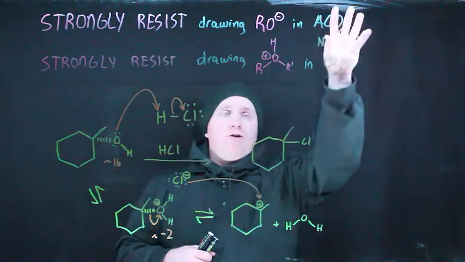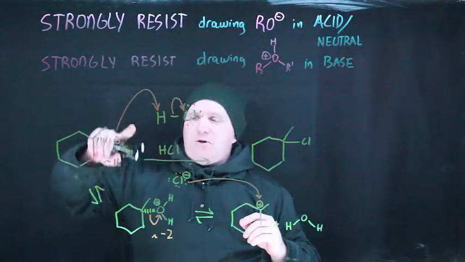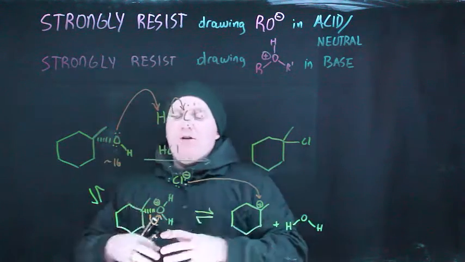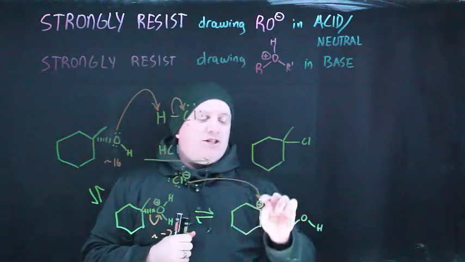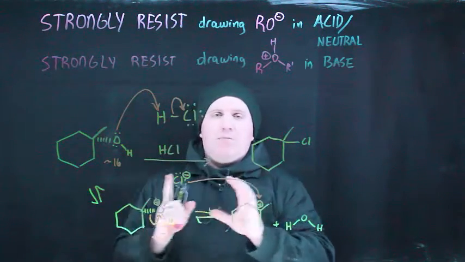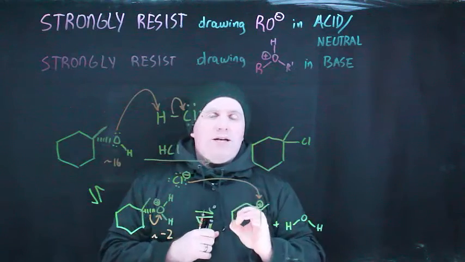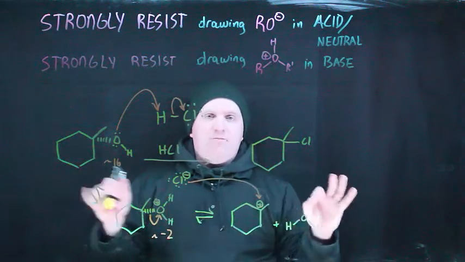The key feature of this mechanism, as far as I'm concerned though, is that in the presence of a strong acid or a neutral, I don't want to draw an OH-, so I have to do the protonation step first in order to make this into a better leaving group, so that it leaves as the neutral species, which leaves behind a cation. If at any point in this mechanism you draw an O-, you are wrong, and this is an invalid mechanism.